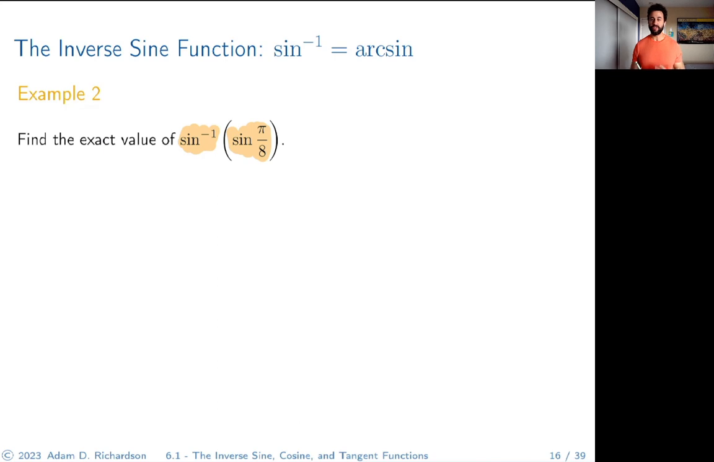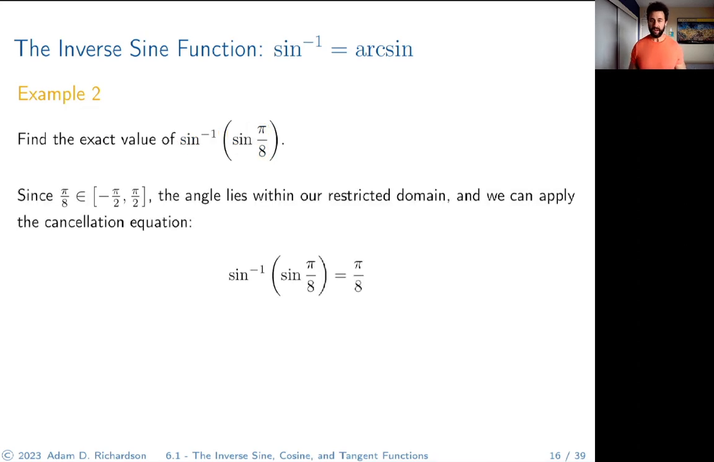So we're going to look at the vertical displacement that you would get for sine of pi over 8, and then we're going to see what the angle would be that would give you that. But the angle has to be within the restricted domain. So let's take a look at this. Oh yeah, there we go. I just cut right to it.